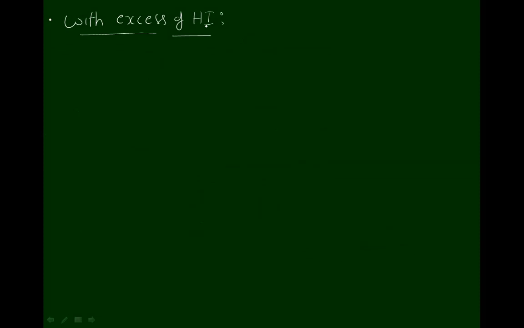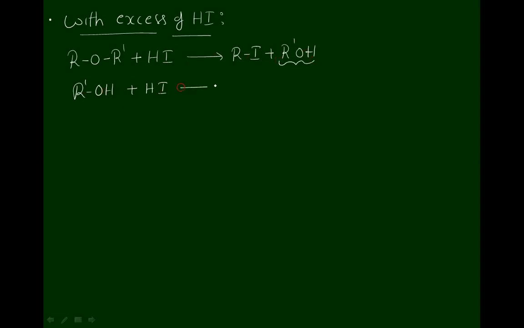Now we have to learn what happens when excess hydrogen iodide is used with ethers. When ethers are treated with a limited amount of hydrogen iodide, we get the respective alkyl iodide as well as alcohol. This we know. Either it follows SN1 or SN2 reaction. If I use excess hydrogen iodide, then the obtained alcohol also gets converted into the respective alkyl iodide.